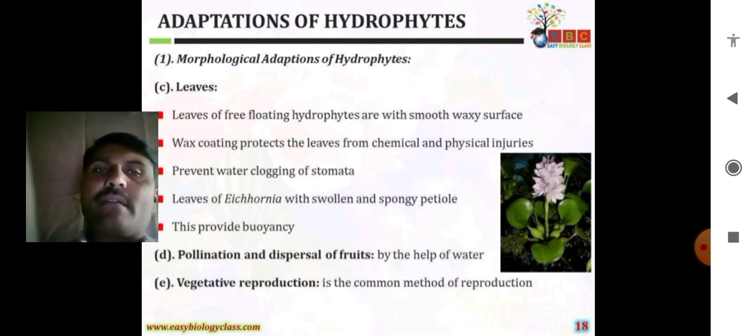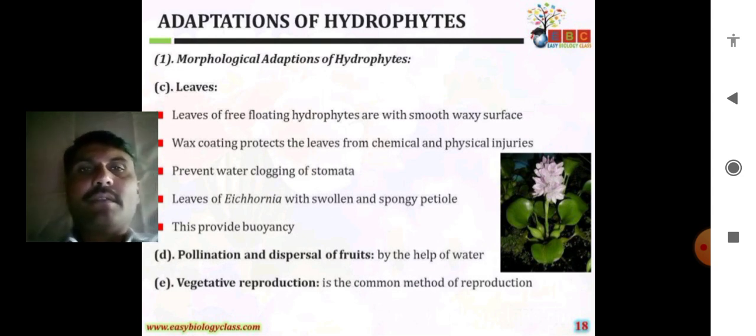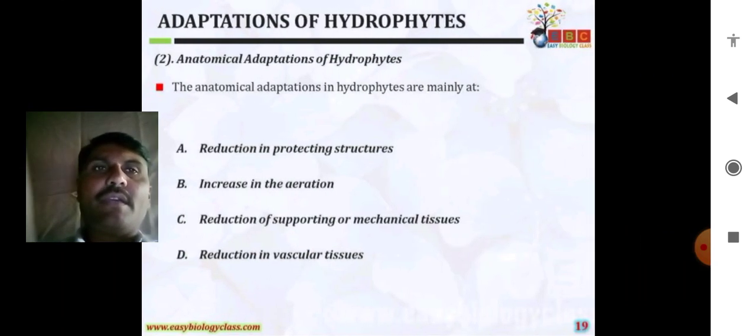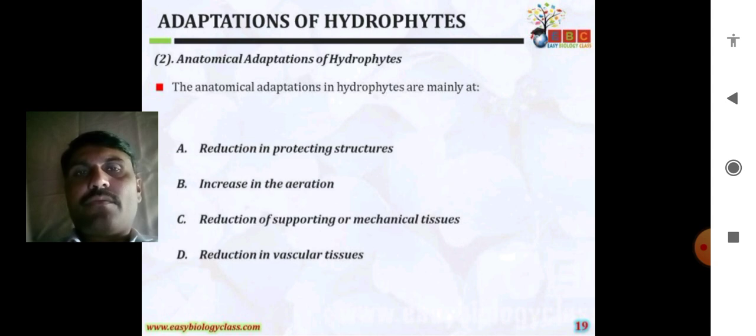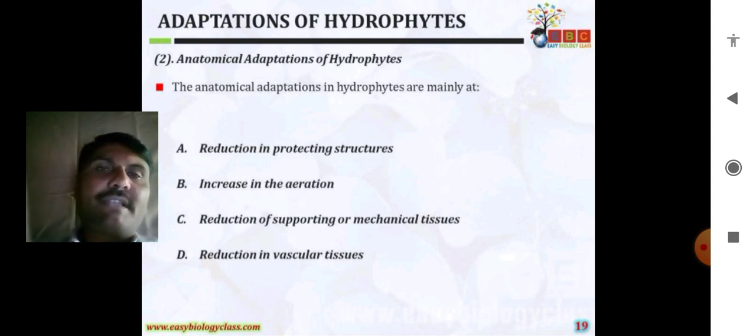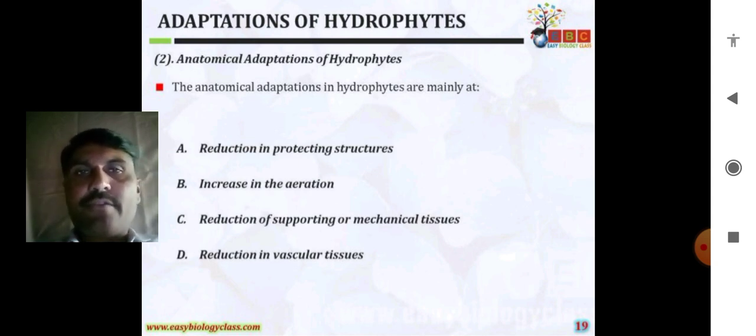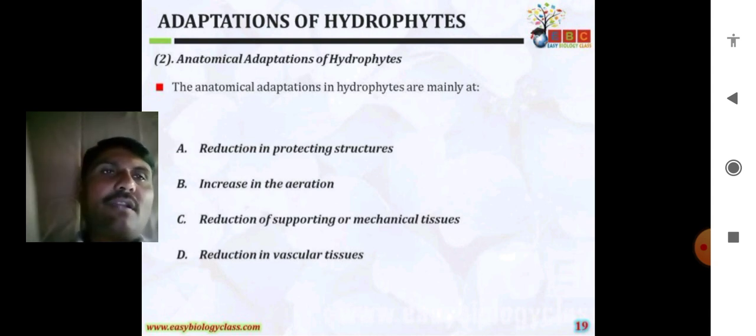Next, pollination and dispersal of fruits by water, that is hydrophily, and vegetative reproduction is the common reproduction in the Eichhornia plant. Now, that was the morphological adaptation and changes in hydrophyte plants such as Eichhornia, Nymphaea, Vallisneria, then a few algae, etc. Now we see the anatomical adaptations.